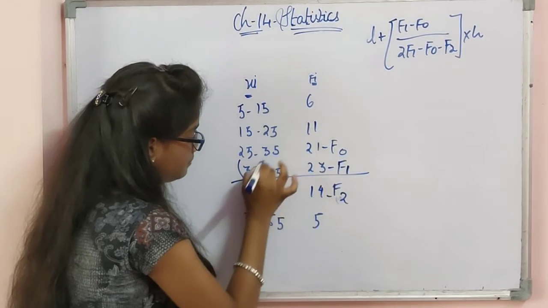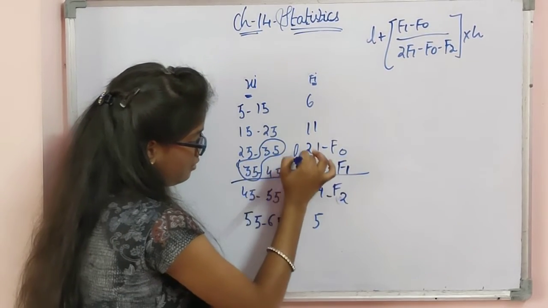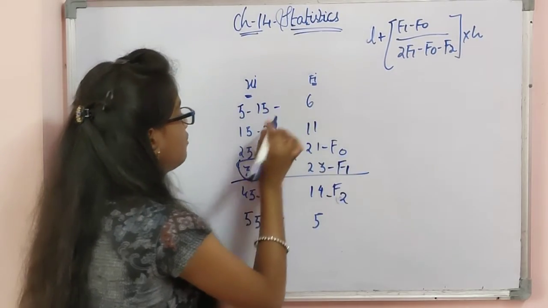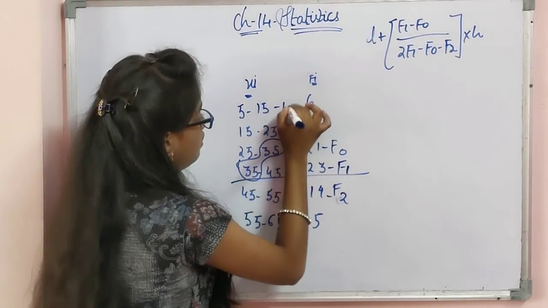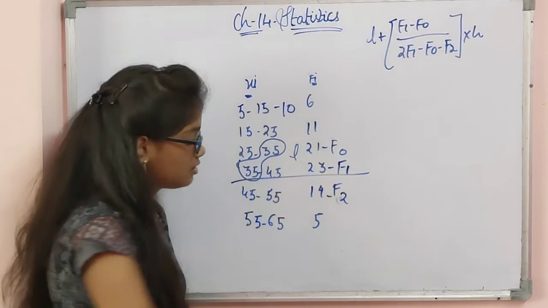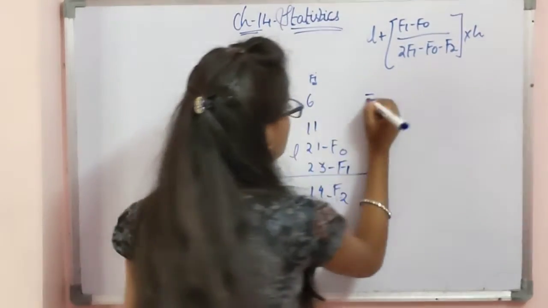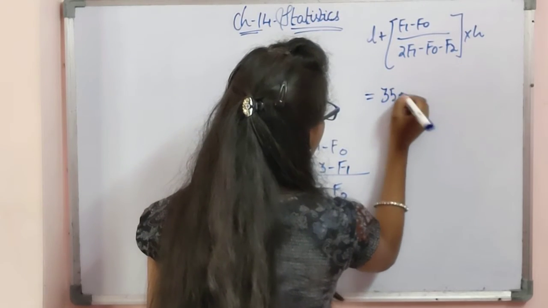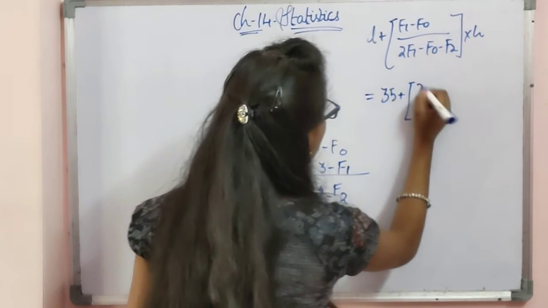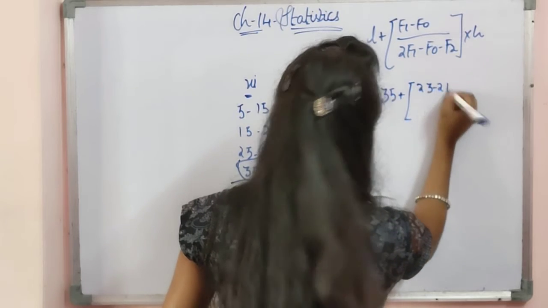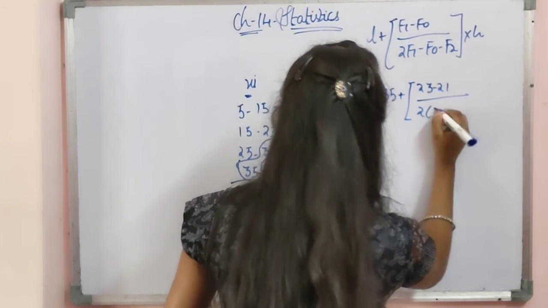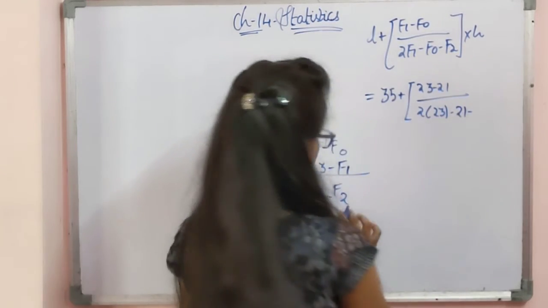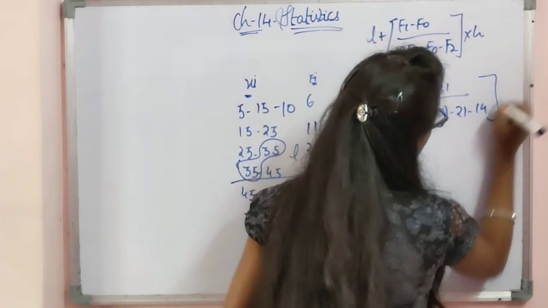So this will become L. So we got all the values. H we know. H is 15 minus 5, that is 10. So H is 10. Let's try to substitute in the formula. You'll get 35 plus F1 as 23 minus 21 by 2 into 23 minus F0 we have 21 minus this is 14 and into 10.